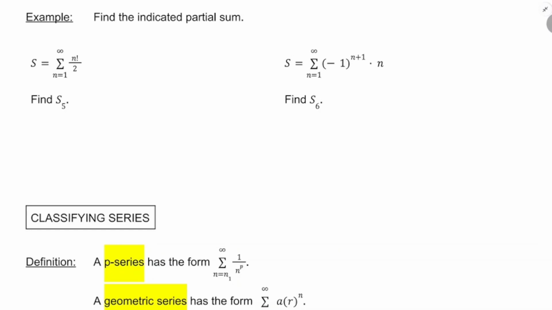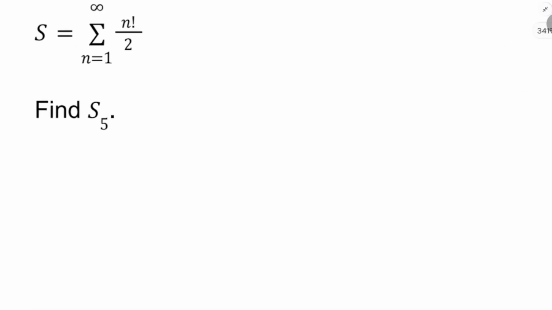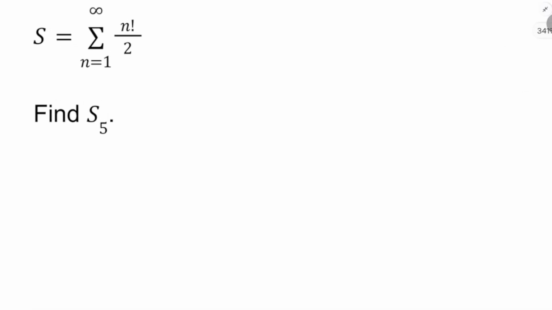I told you earlier about capital S sub n, the nth partial sum, and we can do one of those. That's not the biggest deal in AP Calculus, but the concept of it is kind of important. So if S is the sum from 1 to infinity, which is the type of sum we're going to be very interested in this class, of n factorial divided by 2, find S sub 5. Well, let's just write out the terms.